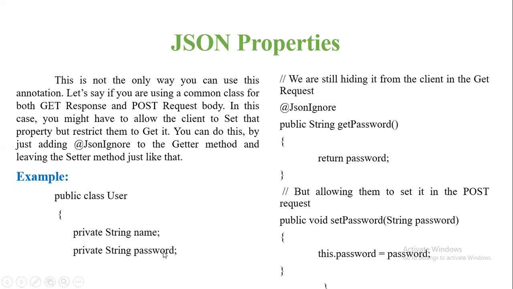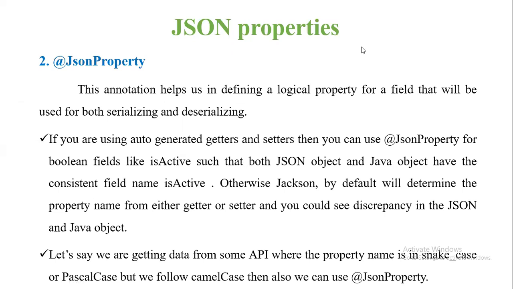For example, here we have declared the class called User and it consists of two class properties called name and password. So here for getPassword, we have added @JsonIgnore because we are hiding it from the client side in the get request. But we are allowing them to set it in the post request, so we have not added the @JsonIgnore annotation over here in the setPassword method. And next, the second one is @JsonProperty.